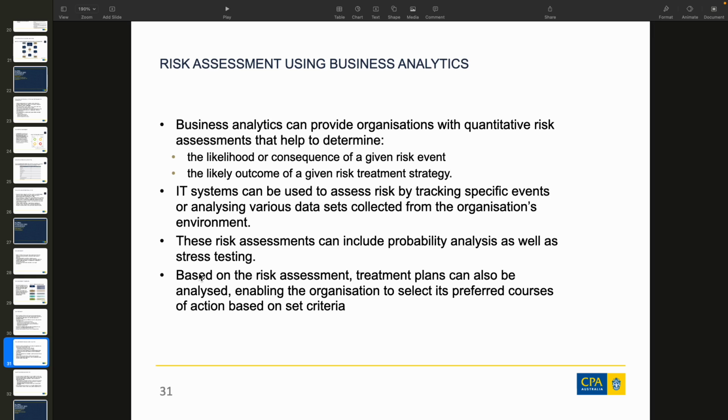Risk assessment can include probability and the word stress testing. Okay, what is stress testing? Done by banks a lot. They find out whether they can take a hit. Like for example, right now a lot of people want to know about climate risk and how climate risk affects your business. They are scared. So that's why now you see climate reporting is becoming bigger and bigger in the annual report. How much is the climate risk? What are the factors that affect your business? Got it? Based on risk assessment, treatment plans can be analyzed, enabling the company to choose the preferred approach.